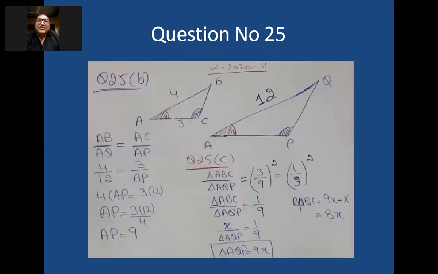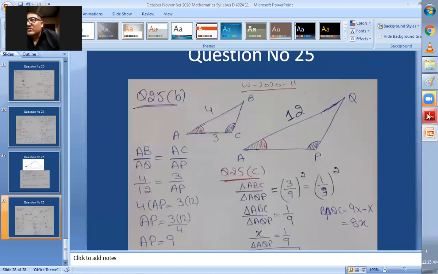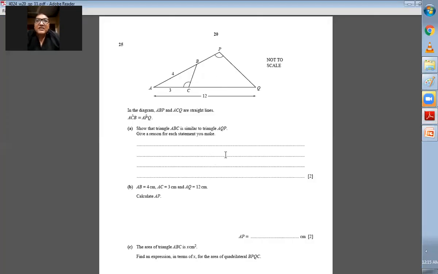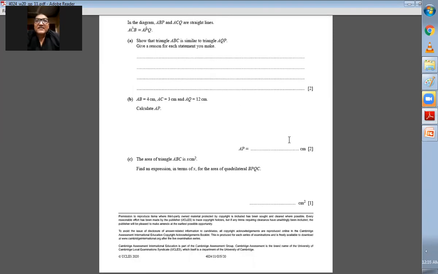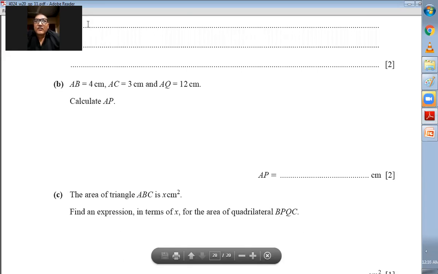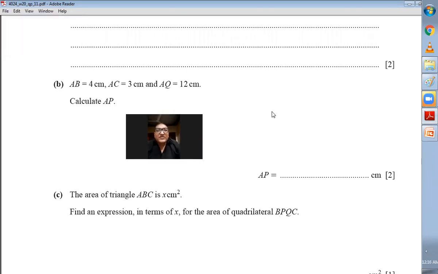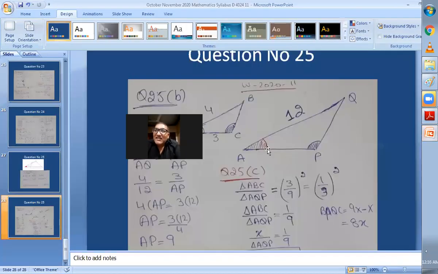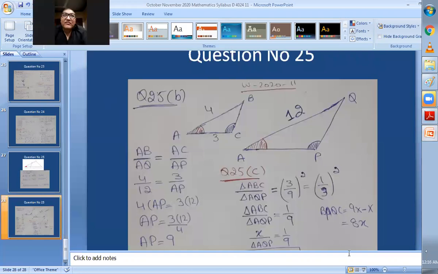Okay, then the next question. First of all, let's read the question. He says the AB side is 4 centimeter, the AC side is 3 centimeter, and the AQ side is 12 centimeter. Calculate the length AP. He wants you to find the length of AP. Let me show you. I have made it very easy.